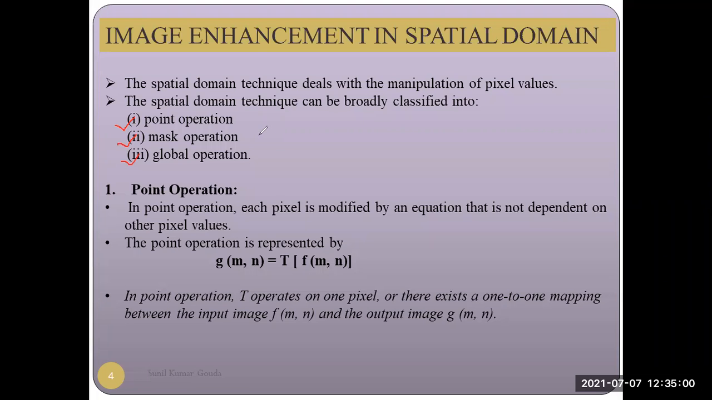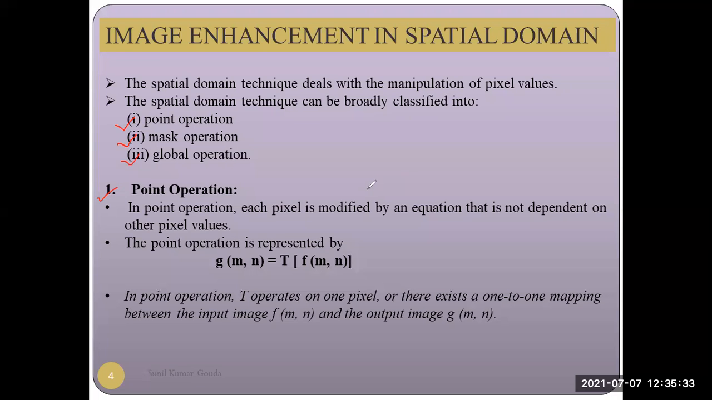The very first one we already discussed, which is the point operation. Point operation means each pixel is modified by an equation that does not depend upon other pixel values. That means if you are modifying any pixel, the modification of that pixel will not be affected by its neighbor pixels. This type of operation is called a point operation.